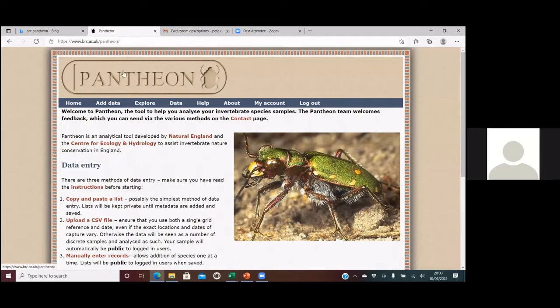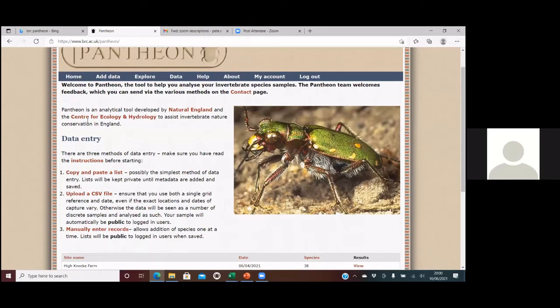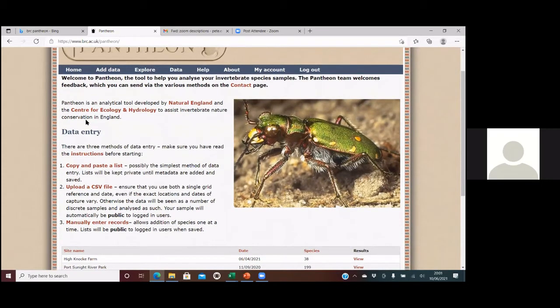And whoever designed the Pantheon logo certainly kept it in touch with its past and the thinking towards it, which is a nice job. It's got a nice background as well around the edge, nice frame. So nice little bit of design work there. But as before, it's an analytical tool developed by Natural England and CEH to assist invertebrate nature conservation in England.